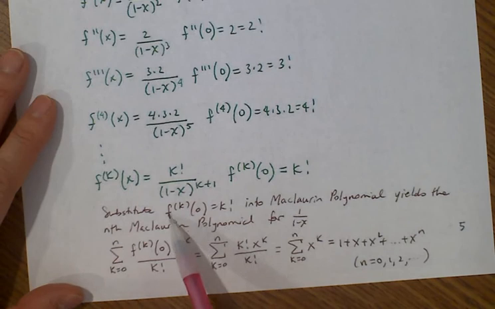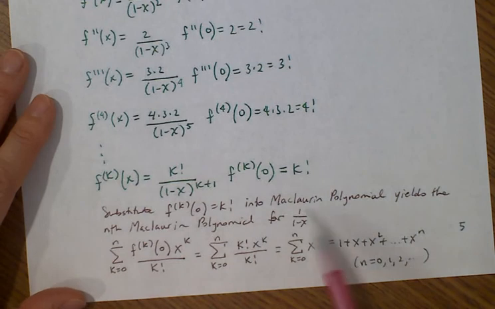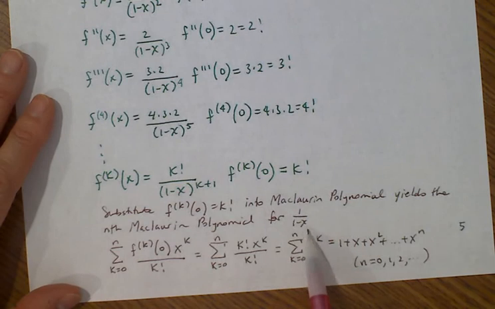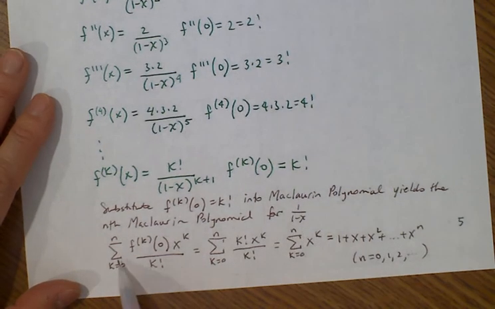So substitute in the kth derivative of f at 0 and make that equal to k factorial into the Maclaurin polynomial, and that yields the nth Maclaurin polynomial for 1 over 1 minus x. All right, so that's what this next line is going to be. So I have the summation of the kth derivative of f at 0 times x to the k all over k factorial. So now in place of this right here, I'm going to put in the k factorial. And so the k factorials just cancel out. And then I'm left with the summation of x to the k as k equals 0 out to n.